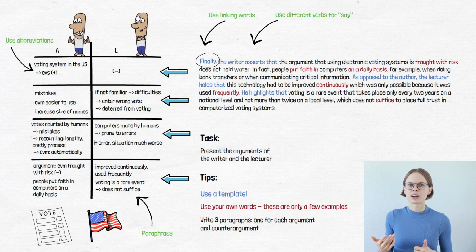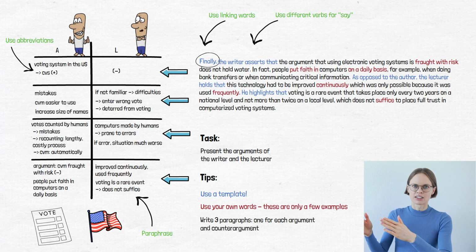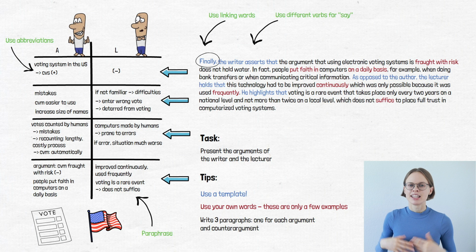Also, make sure that you use a lot of different words for "to say." Use words such as he mentions that, or he states that, or he argues that. And of course, it's very important that you paraphrase the information that is given in the article and in the lecture. Use your own words because this will improve your TOEFL writing score considerably. That's it. This is my solution for the second integrated task that you can find in the ETS practice test.